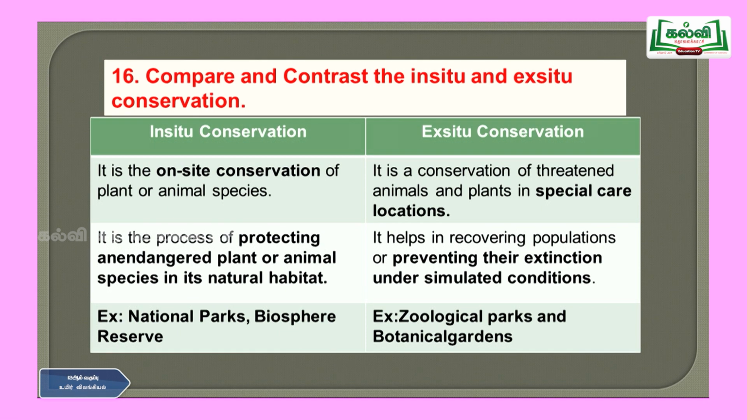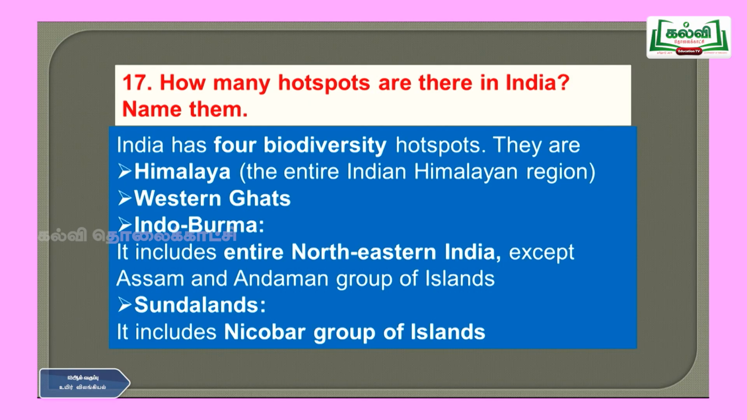So examples of in situ conservation are national parks, biospheres, reserves. So these are some of the in situ conservation areas, and ex situ conservation areas are zoological parks and botanical gardens. Then 17th question, how many hotspots are there in India?